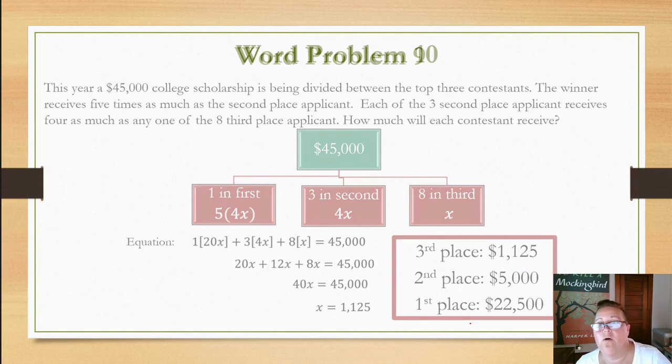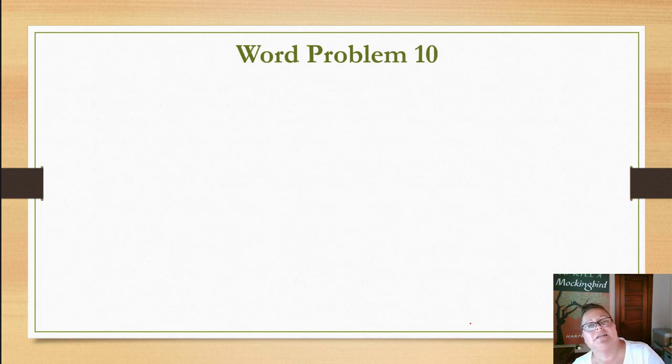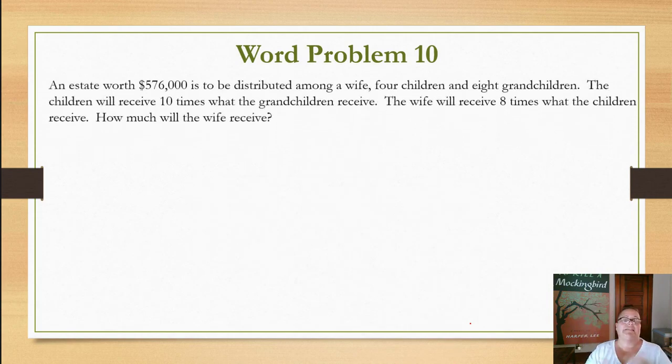Okay. Last problem. We're going to use the same method, but we're going to tweak it slightly. This is the same idea as problems 8 and 9, but we're taking this from a slightly different perspective. We have an estate that's worth $576,000, and it's going to be distributed among a wife, 4 children, and 8 grandchildren. So this is an inheritance problem. The children will receive 10 times what the grandchildren receive, and the wife will receive 8 times what the children receive. How much is the wife going to get?